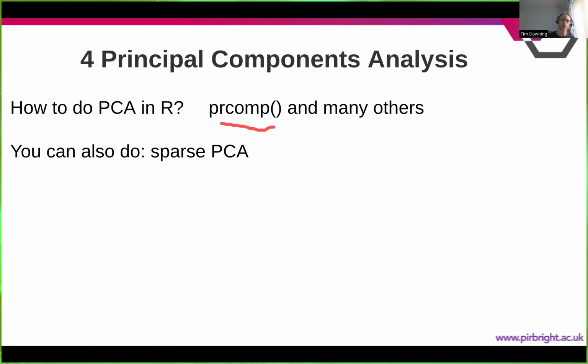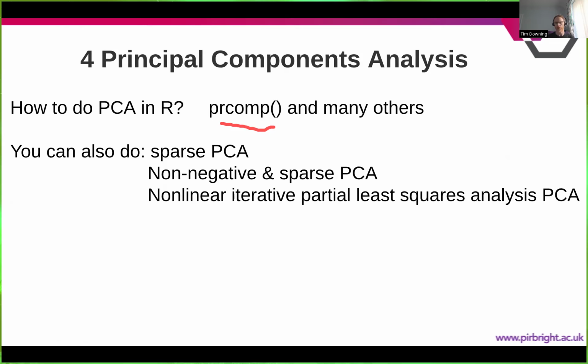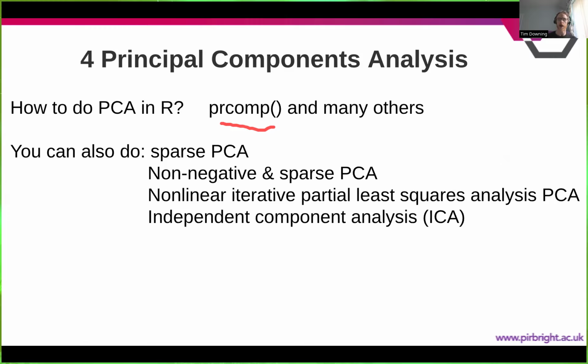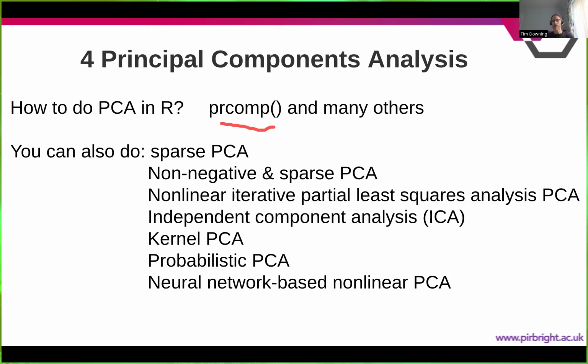For example, we have sparse PCA, non-negative and sparse PCA, non-linear iterative partial least squares, NIPALS as it's known, independent components analysis, kernel PCA, probabilistic PCA, neural network-based nonlinear PCA, consensus PCA, and many more. So there are many methods depending on the exact data that you're looking at. But if you're simply trying to plot your samples using PCA to do some quality control, it's very effective, and you can use prcomp in base R to do that, and it'll do it very well.